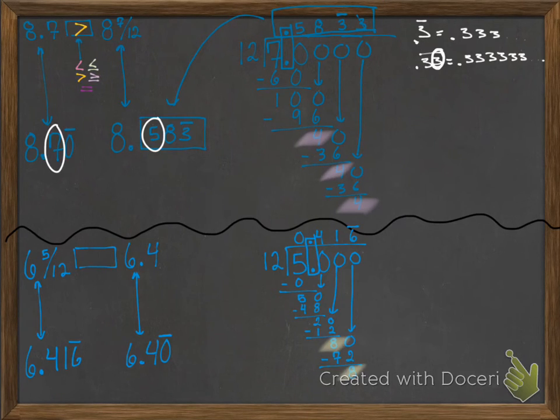And now 6.4 is 6.40 repeating at the end. So let's compare. Well, the 6's are the same, the 0.4's are the same. Now we're going to look at 1 versus 0. 1 is bigger than 0, so 6 and 5/12 has to be bigger than 6.4.